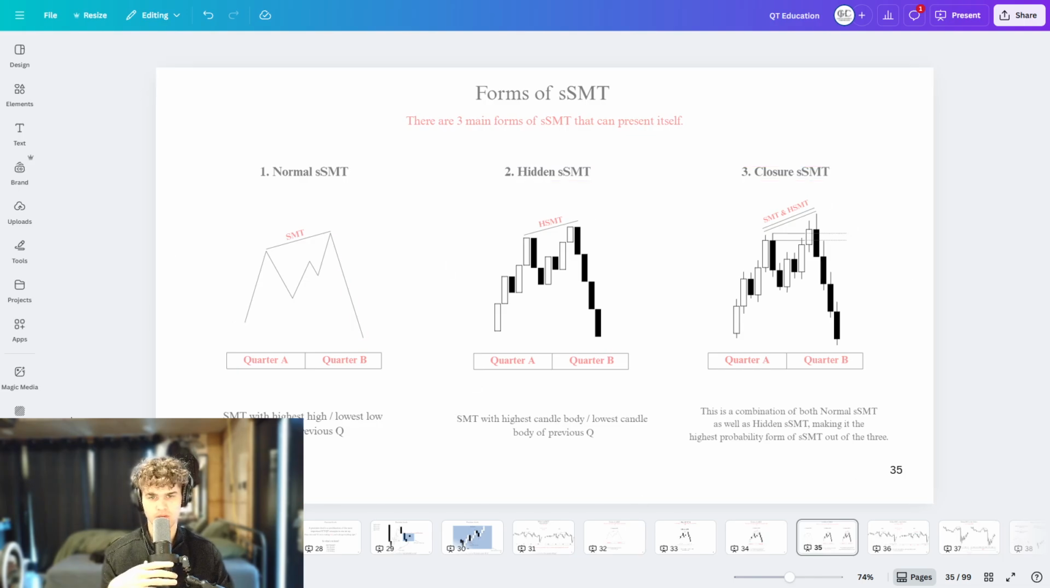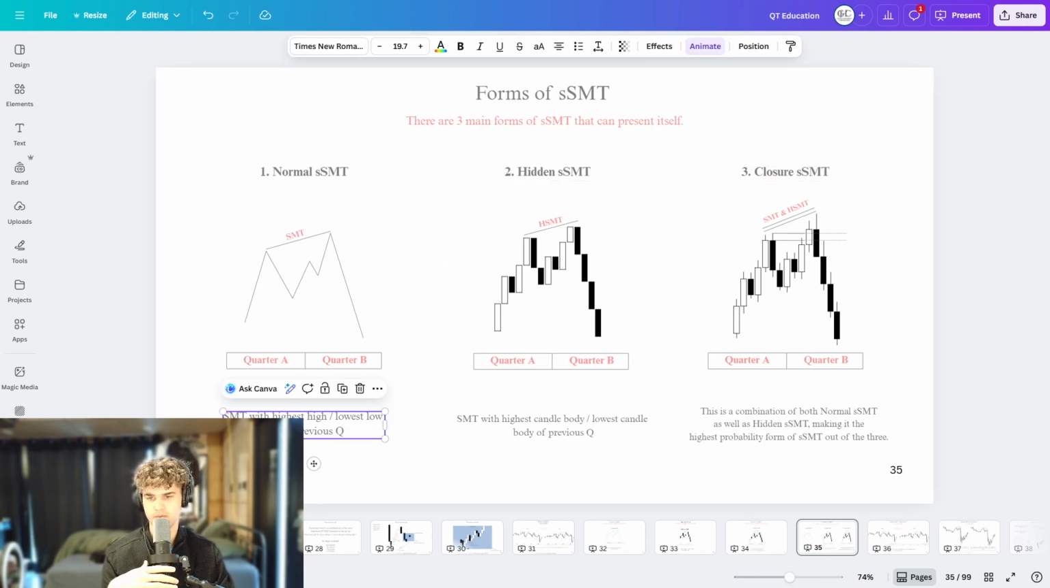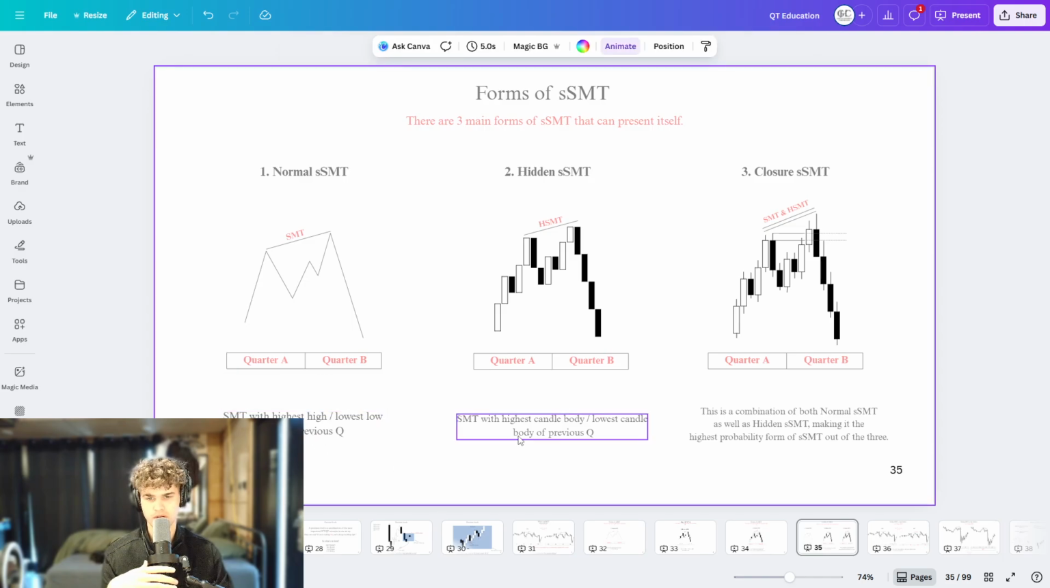Showing it all wrapping up: SMT with the highest high, lowest low of the quarter. SMT with the highest candle body, lowest candle body of the previous quarter. Combination of both normal SMT as well as hidden SMT. It says making it the highest probability.